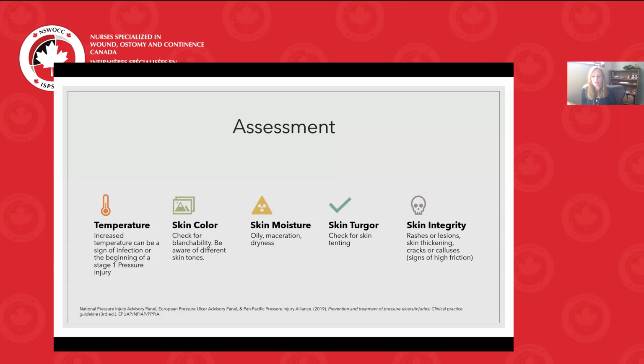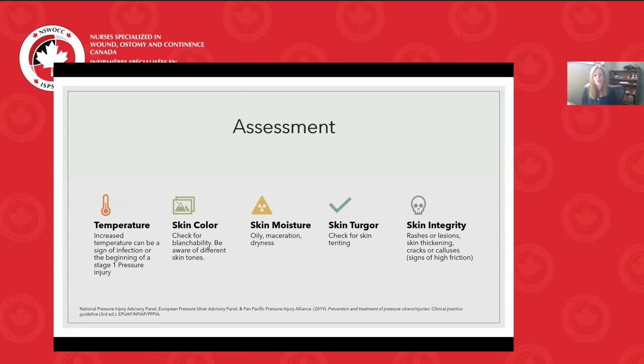So when we talk about assessment, a couple of key categories that we're going to want to look for when we're looking at our patient is the temperature of the skin, making sure we're documenting that. Is there an increased temperature there? There are a lot of studies out there right now showing that a temperature increase can be a very early sign of a stage 1 pressure injury. There are technologies on the market right now, such as thermal imaging, which can show early changes in patients for identifying those at a higher risk, which can lead to implementing different strategies early to hopefully prevent the development of a pressure injury.